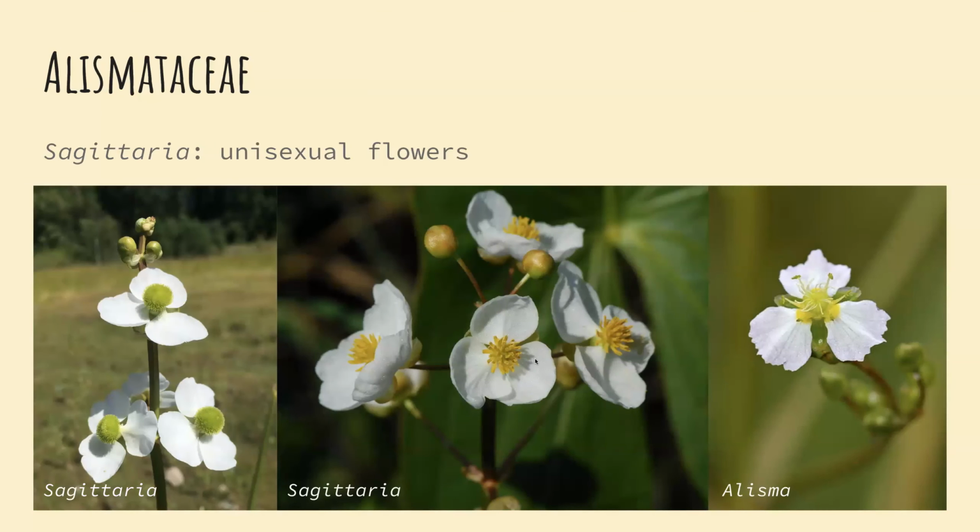Getting into the flowers, Sagittaria has unisexual flowers, sometimes on the same plant, sometimes on separate plants. So on the left here is a Sagittaria female inflorescence, showing female flowers with dense clusters of separate carpels. In the middle shows male flowers of Sagittaria with clusters of stamens together. And then Alisma, this is a bisexual flower with stamens and also carpels.